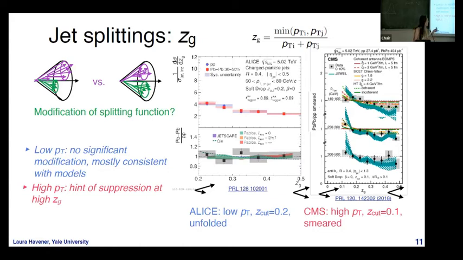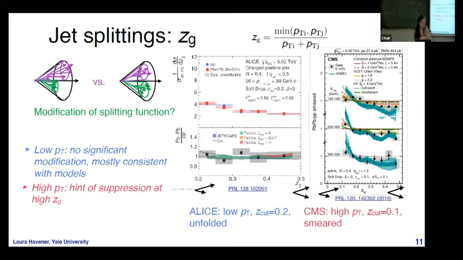So if you focus first on the ALICE result, the bottom panel is where to focus, the ratio of the lead to the PP. And what we see is there's no significant modification to the splitting function, to ZG, and it also seems to be mostly consistent with models. If you look at the CMS result on the right, it's also showing the ratio of lead to PP, and here we see maybe a hint of a suppression of the symmetric splittings in the CMS measurement.